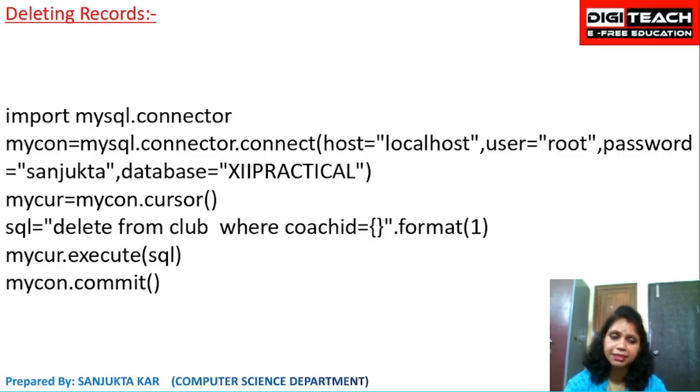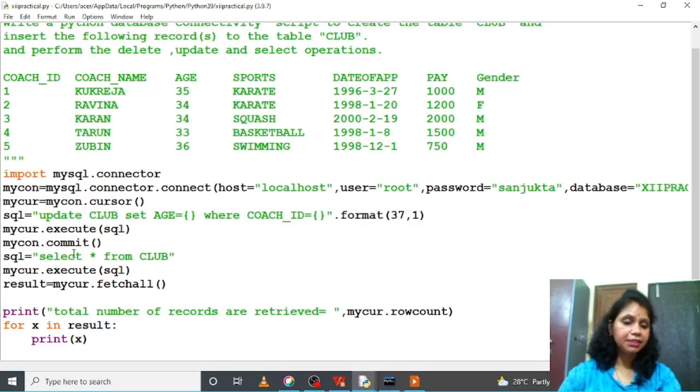So the delete command is one type of DML command, data manipulation language type of command. So here: delete from table name club where coach ID equal to, with the dot format method I have used, 1. जिसका coach ID 1 है, you have to delete that record. After that you just execute the query and use the commit function. So let's execute the delete command.